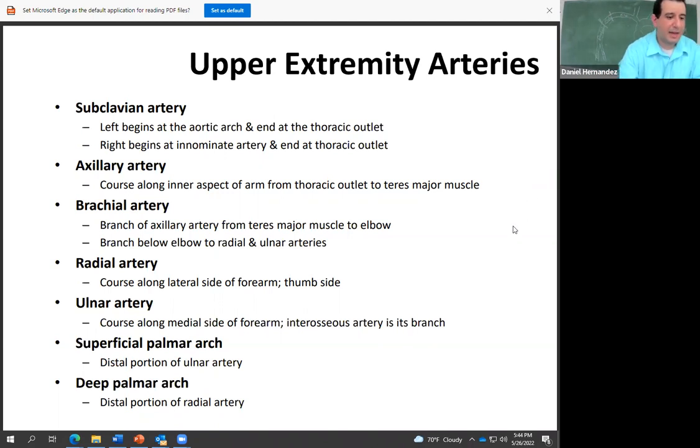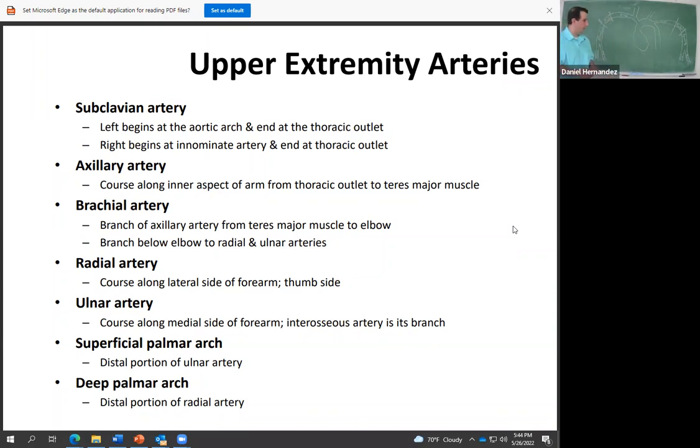The ulnar artery does have a branch called the interosseous artery, which courses in the middle of the two down the forearm as well. And then once we get into the hand, we have two palmar arches. The deep palmar arch is a branch off of the radial artery, or an extension of that radial artery. So the deep palmar arch extends from the radial artery, goes around, and creates an arch in your hand. The superficial palmar arch is an extension of the distal portion of the ulnar artery. Again, it wraps around.